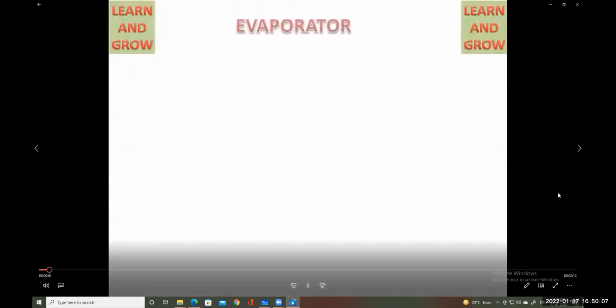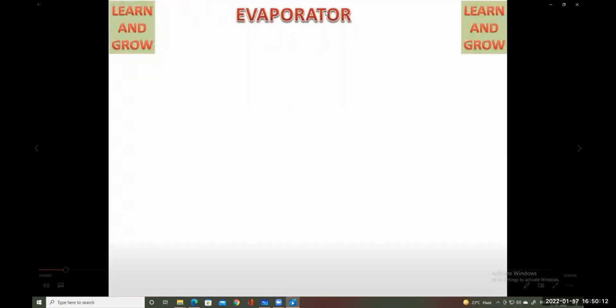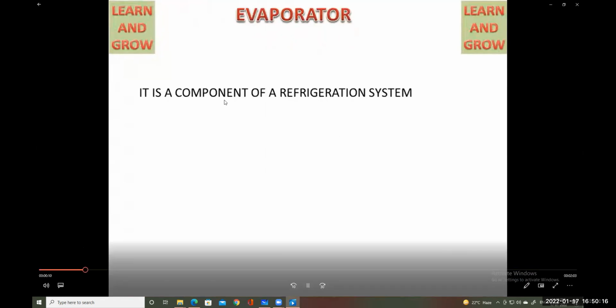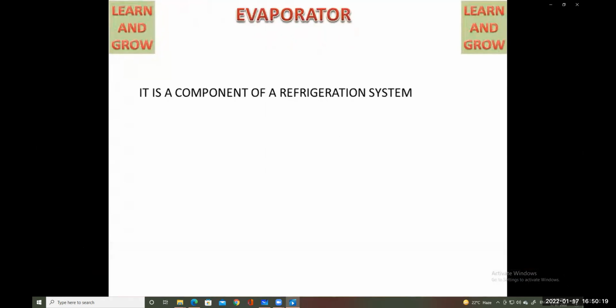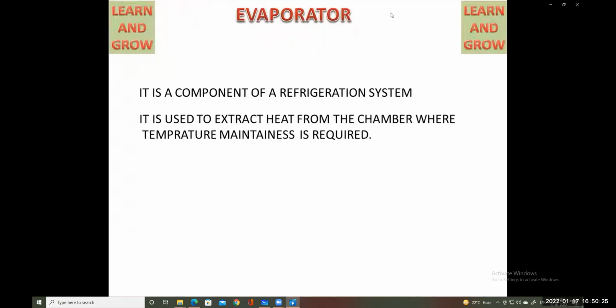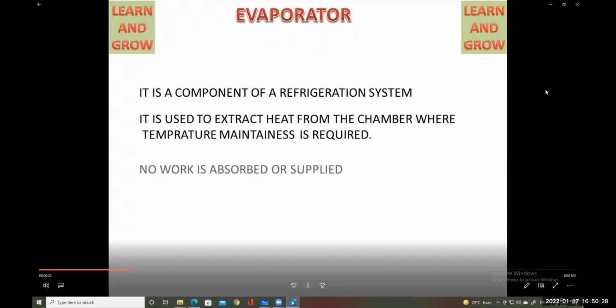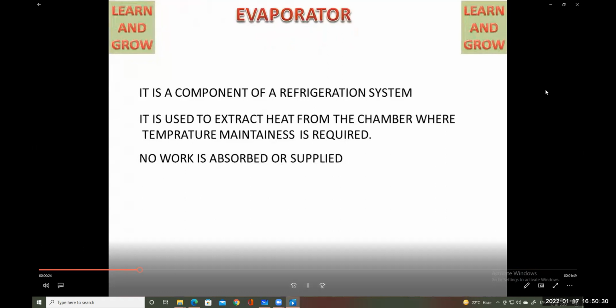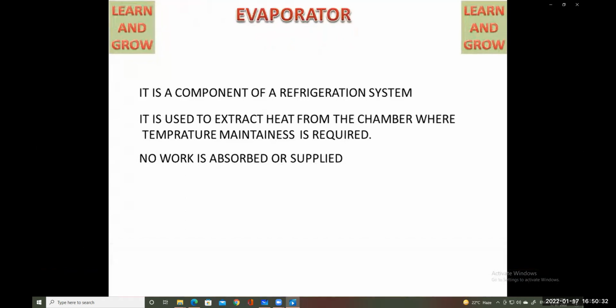Today we will discuss about evaporator. What is evaporator and how it will work? It is a component of a refrigeration system. It is used to extract heat from the chamber where temperature maintenance is required. No work is absorbed or supplied during this process, and no changes in kinetic and potential energy will take place.